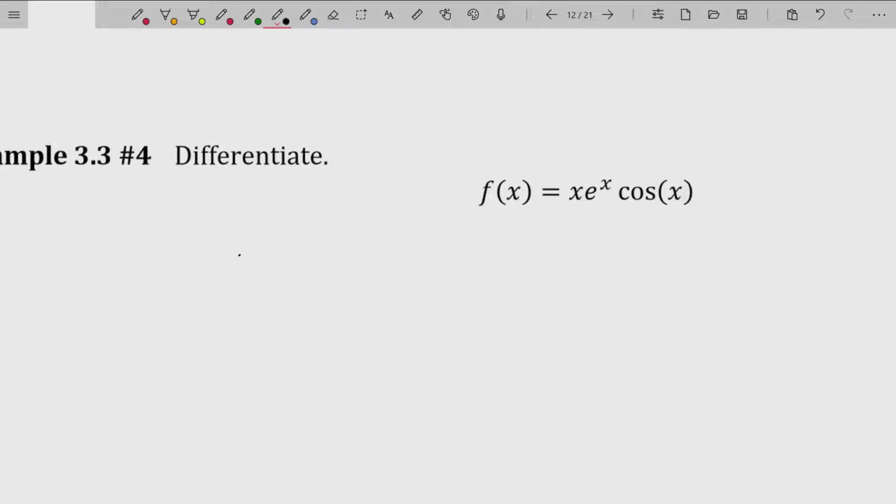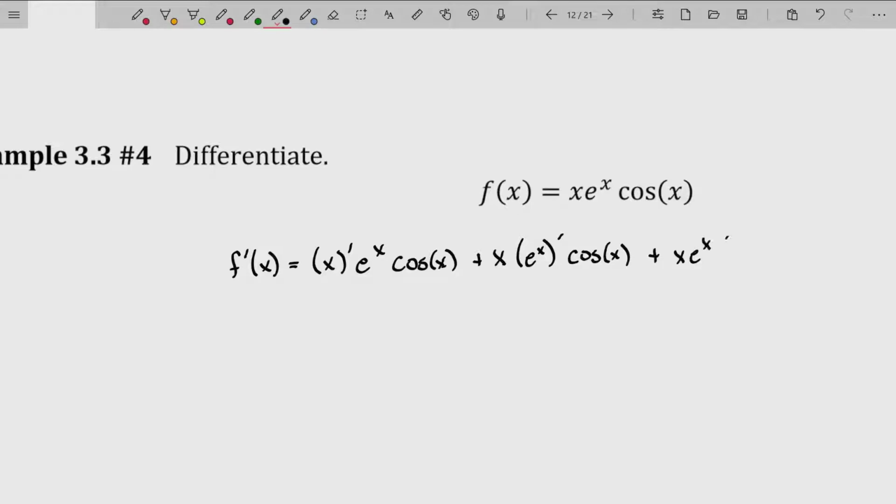F prime of x is going to be the derivative of x. Normally, I wouldn't have you write out all this stuff. I'm just slowly going through, right? Times e to the x times cosine of x plus x times the derivative of e to the x times the cosine of x. And then finally, plus x e to the x times the derivative of the cosine of x. Let's take these derivatives.